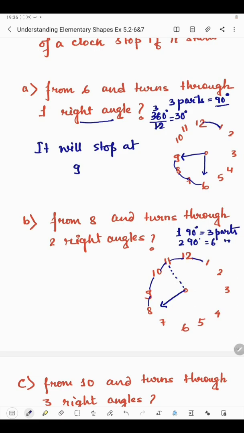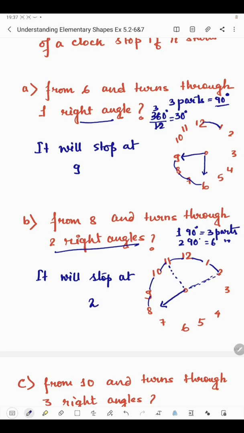So if the hour hand of a clock starts from 8, then 1, 2, 3, here will be 90 degrees. Now 1, 2, 3, here will be 1 more 90 degrees. So 90, 90, 180 degrees. So 2 right angles means if the hour hand of a clock starts at 8 and it turns through 2 right angles, then it will stop at 2 o'clock. So we will write it will stop at 2.